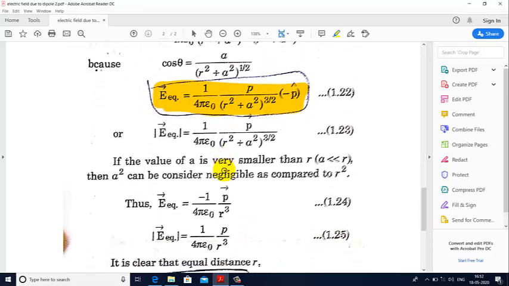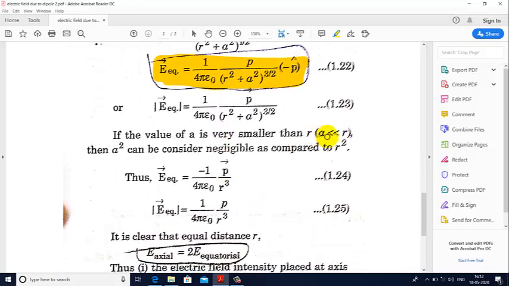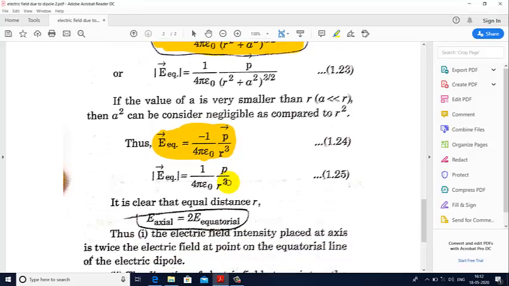Okay, and in this case, if a is much less than r, then we can neglect a as compared to r. So in that case, in the denominator we will get r square to power 3 by 2, which is equal to r cube. Okay, so then the value of E becomes equal to this relation. E is equal to minus 1 upon 4 pi epsilon 0 P upon r cube.